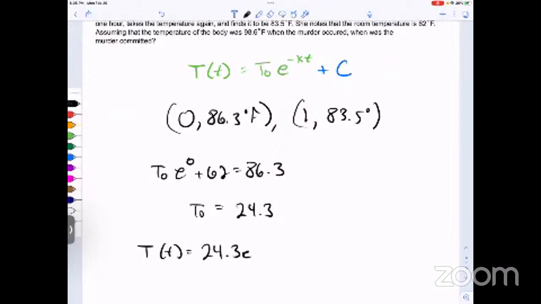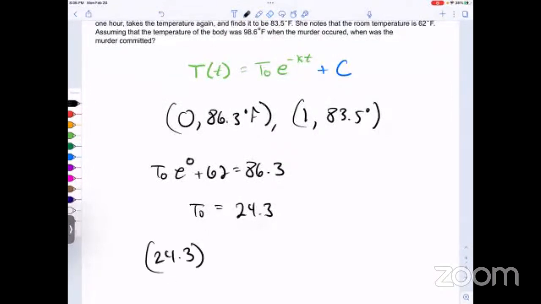I think we're still trying to solve for K. So let's use the second piece of data. We used the first piece of data to find T naught. We need to find that K. So let's plug in the second piece of data. Let's plug in the T naught, which is 24.3, times e to the, we're still trying to solve for K. The time has been 1 hour, so it's going to be 1K or just K. The room temperature is 62, and the output should be 83.5. We have one equation, one unknown, we can solve.